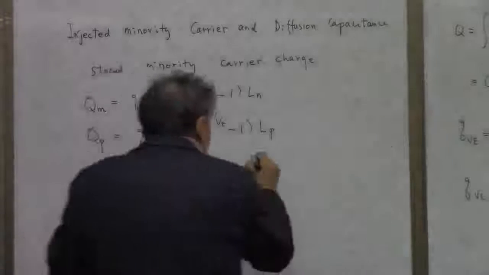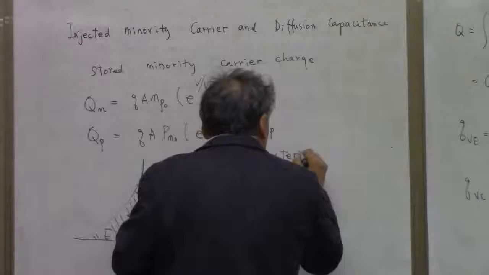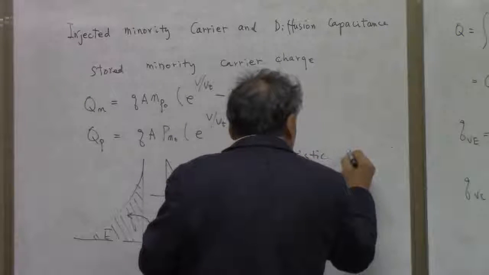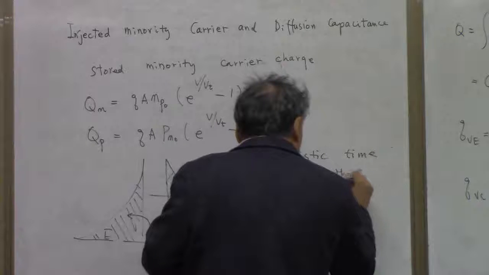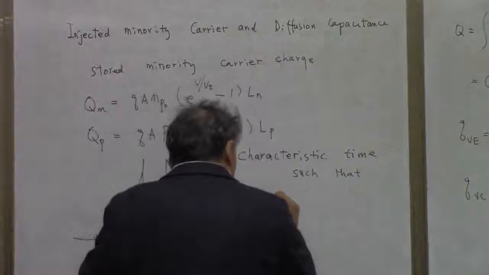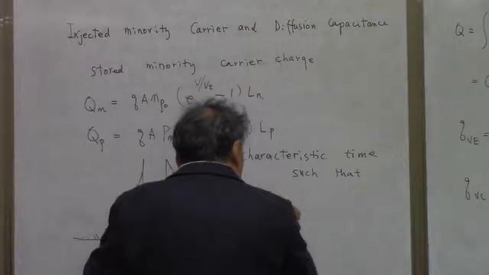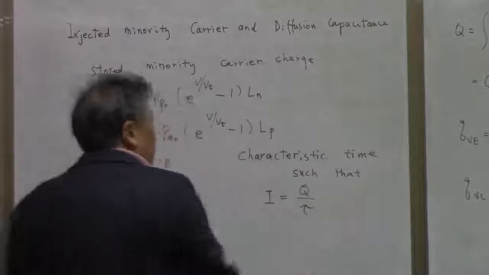And we can set the characteristic time, the characteristic restricted time, such that the current is going to be expressed in terms of the characteristic time tau.